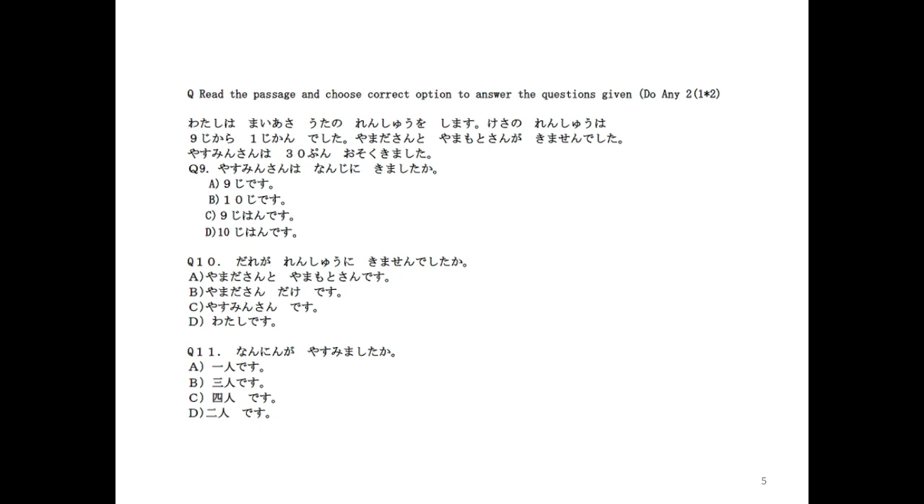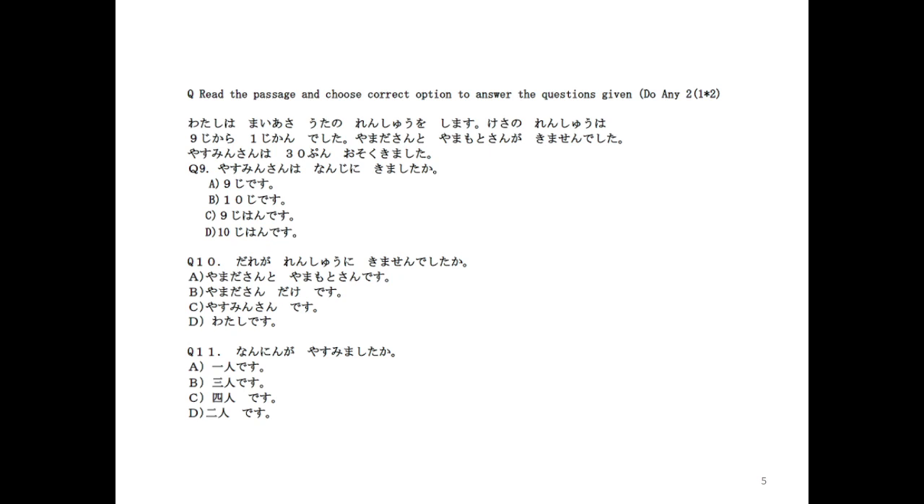So let us see question number 9. Yasumin-san wa nanji ni kimashita ka? What time did Yasumin-san come? Here you need to do some calculation. 30 minutes late, but the class was supposed to start from 9, which means Yasumin-san came at 9:30. How do you say 9:30 in Japanese? You can say kuji sanjuppun. The other way of saying is kuji han.